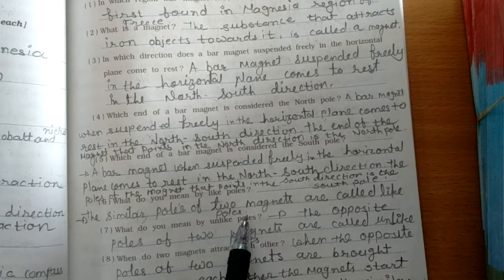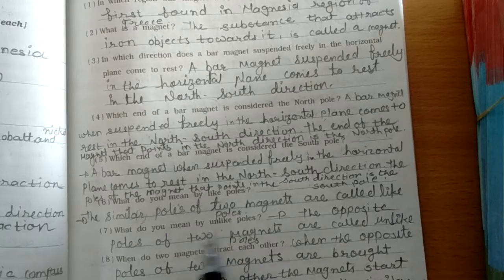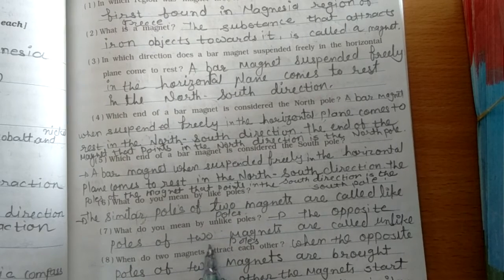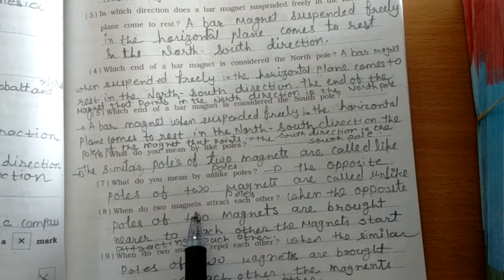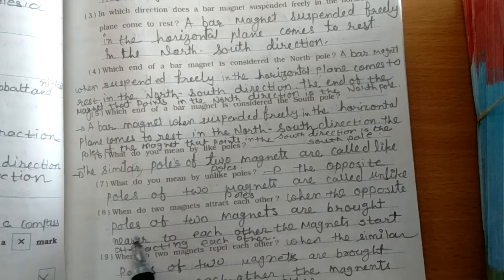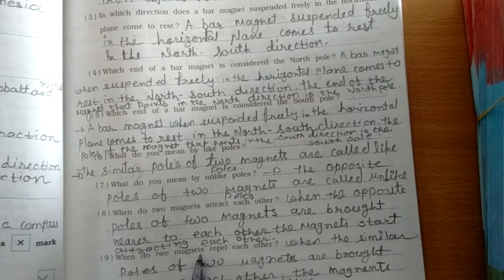Now 6. What do you mean by like pole? Similar poles of two magnets, like north pole with north pole, are called like pole. And what do you mean by unlike pole? The opposite poles of two magnets, like south pole and north pole, are called unlike pole. 8. When do two magnets attract each other? When the opposite poles of two magnets are brought nearer to each other, the magnets start attracting each other.